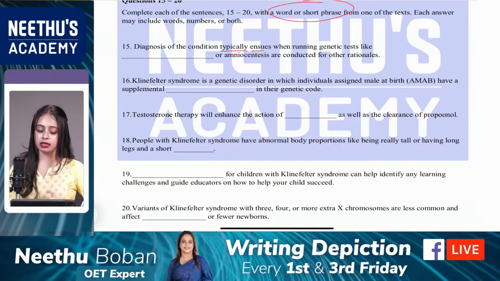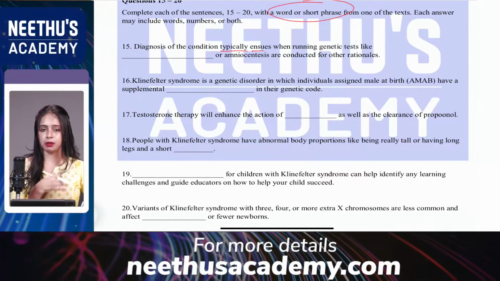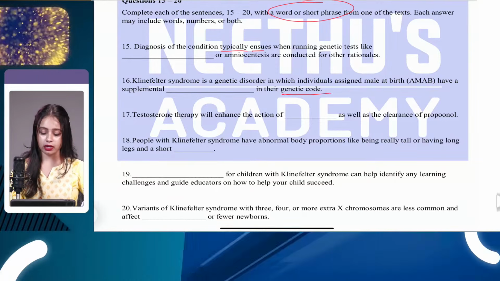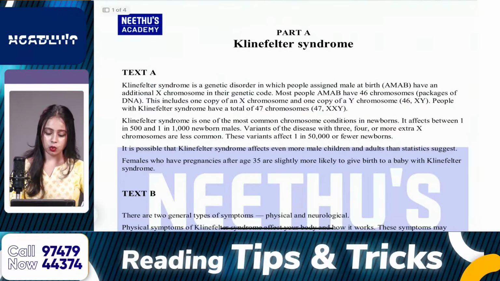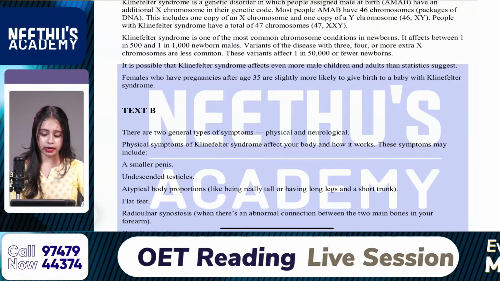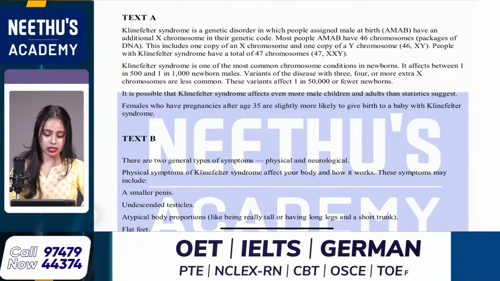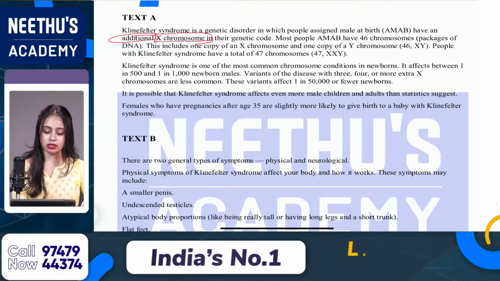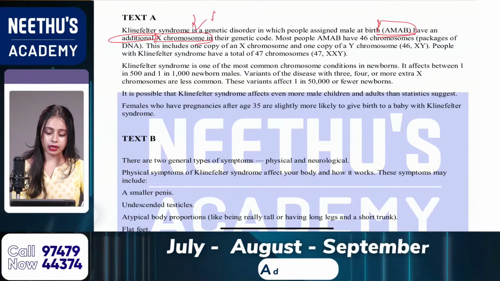Klinefelter syndrome is a genetic disorder in which individuals assigned male at birth, AMAB, have a supplemental, which means additional, dash in their genetic code. So genetic code, supplemental, as well as genetic disorder. Where is it mentioned? Okay, so maybe it is from text A, I guess. And what is the correct answer here? Any idea? Yes, it is from text A, X chromosome. See, additional, it is supplemental. So the answer is X chromosome, from text A.